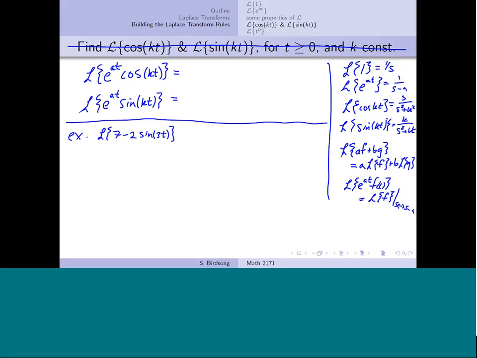So the key thing to find those two rules is we're going to use this last rule right here, which says we're going to use the rule for sine and cosine and just replace the s with an s minus a. That's literally it. So this top one up here, we'll take the rule for cosine. We look over here at cosine. That is an s on the top, so we'll write s minus a instead. We have s squared, so we write s minus a squared, and plus k squared. Sine's even easier. There's only a k on top, so no change. And on the bottom, s minus a squared plus k squared.